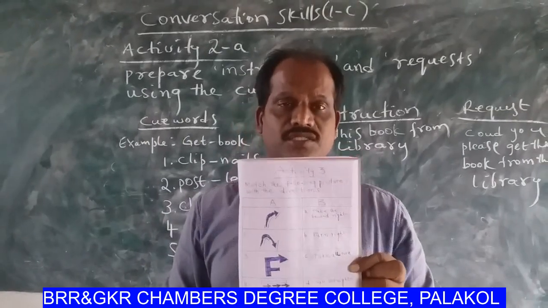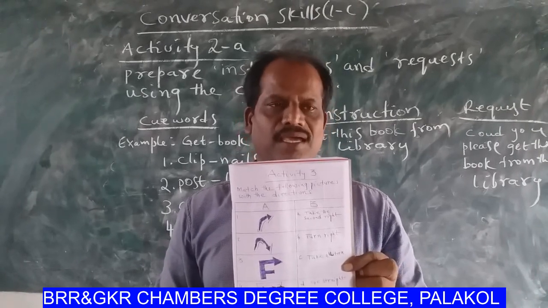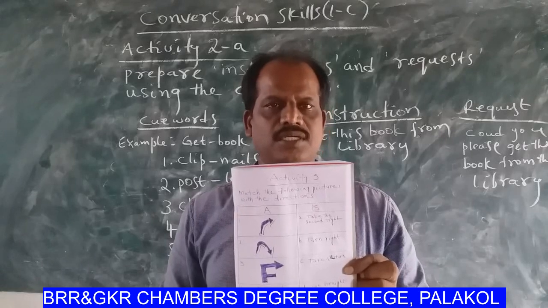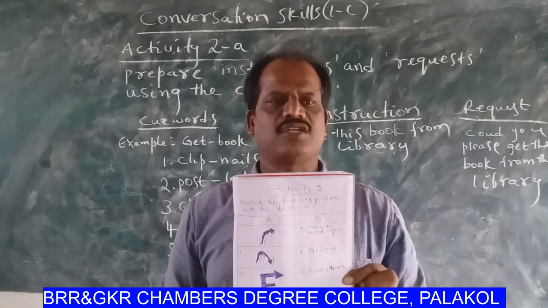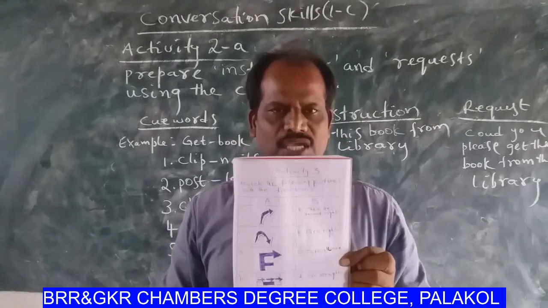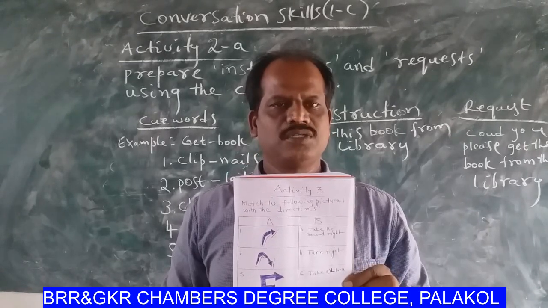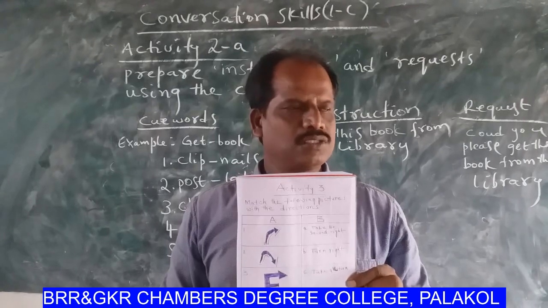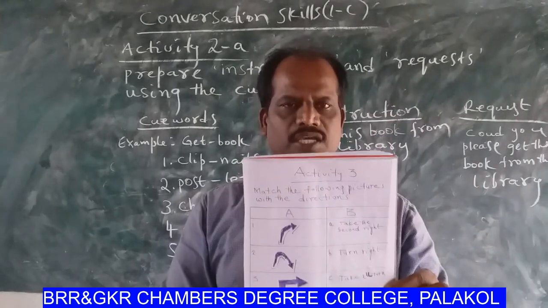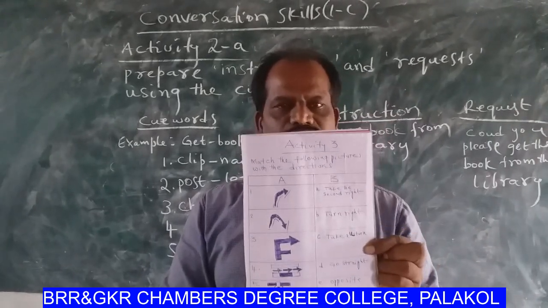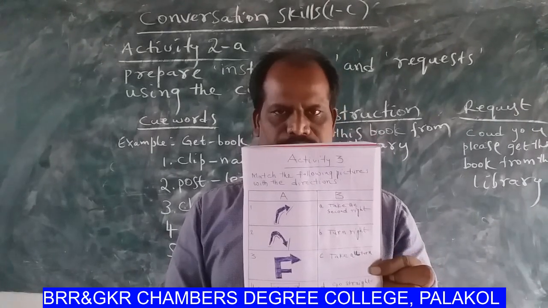take second right, turn right, make a U-turn, go straight, etc. You have some signs here. Opposite, go round, so roundabout. So in this way, you have some directions here. You just match the correct direction with the correct picture.